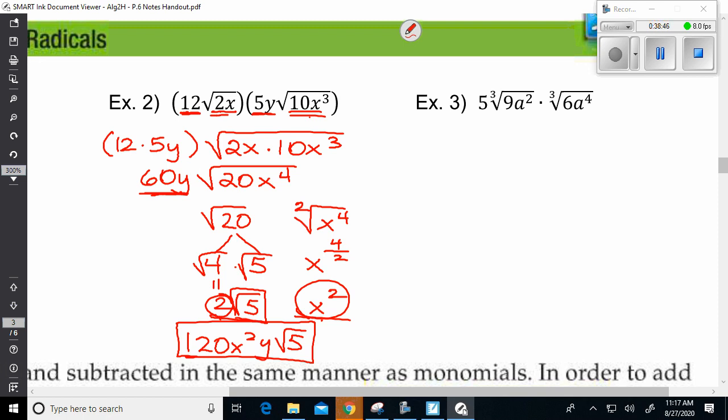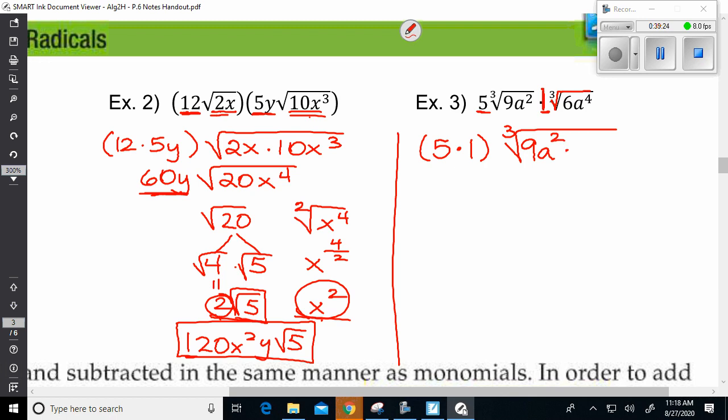All right, example 3. It's very similar to example 2. So you have a 5 sitting outside. There's no number sitting outside there, so that's understood to be a 1. This 3 is the index for the radical. So you have 5 times 1. And then everything underneath the radical gets multiplied together.